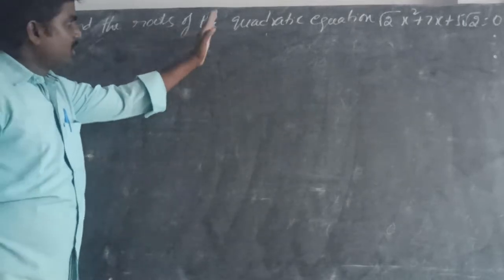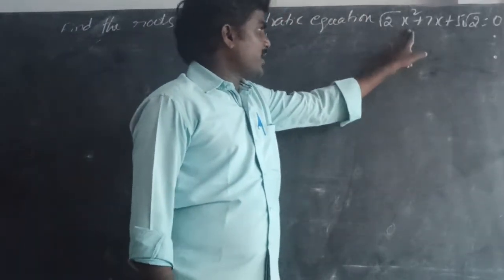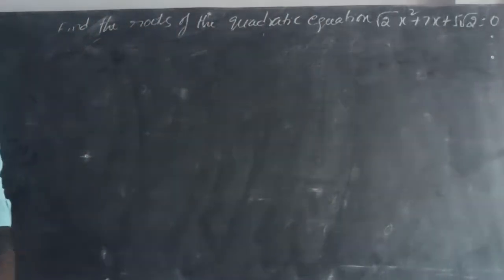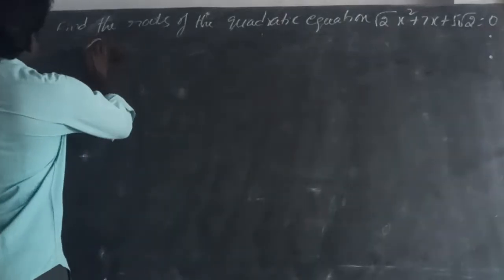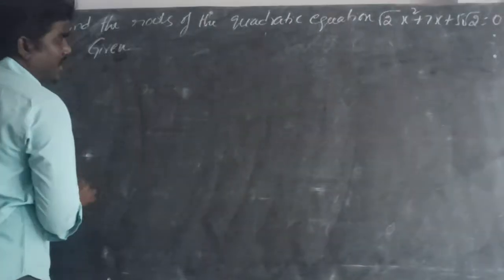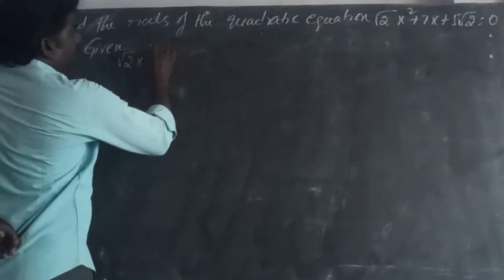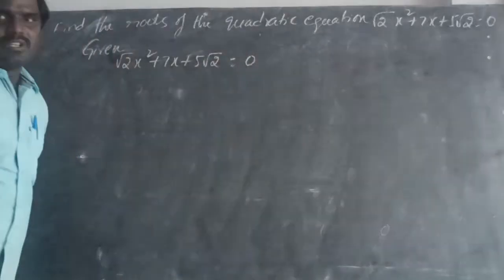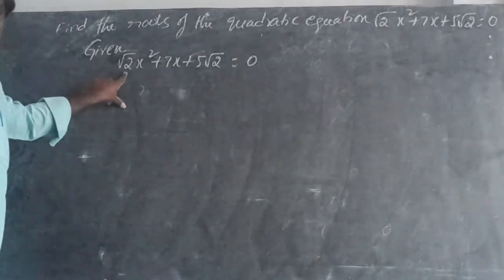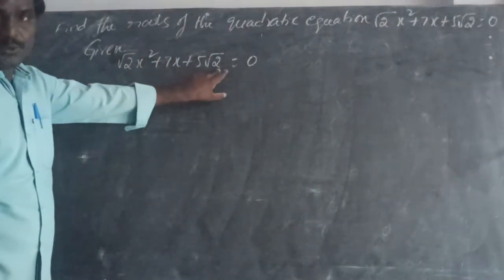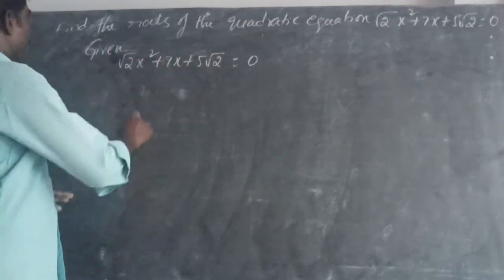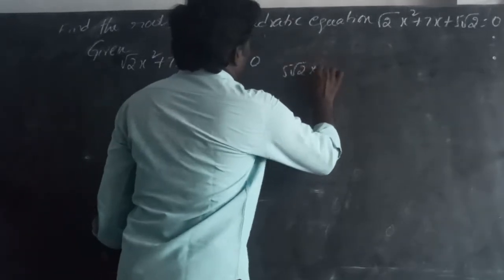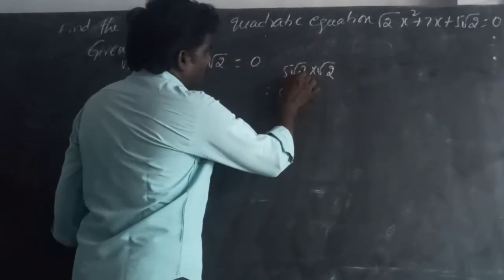Find the roots of the quadratic equation root 2 x square plus 7x plus 5 root 2 is equal to 0. It is also the same, using the algebraic identity expression. Here the x square coefficient is root 2 and the constant is 5 root 2. So the product of the x square coefficient and the constant is root 2 into 5 root 2.